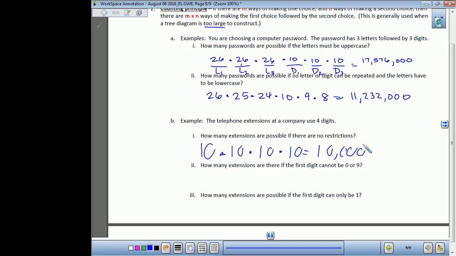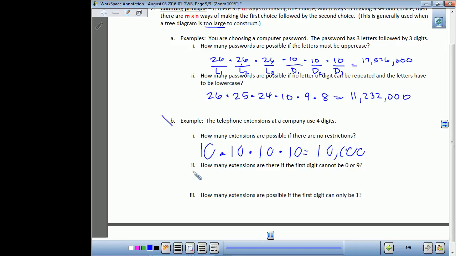All right, so when there are no restrictions, Joseph says that for 4 digits we have 10 times 10 times 10 times 10, which is 10,000, and he's absolutely correct. Do you guys agree? Yeah? All right, so number 2.